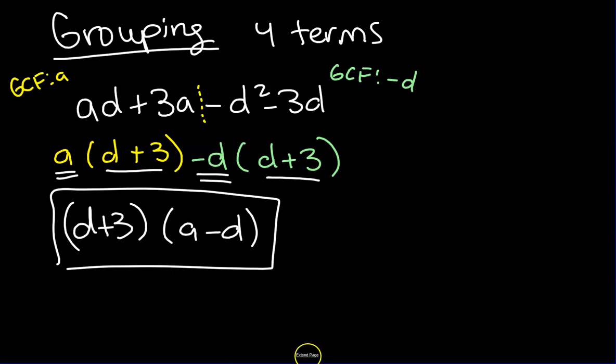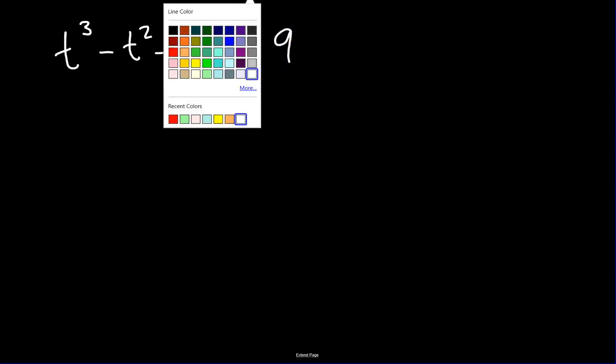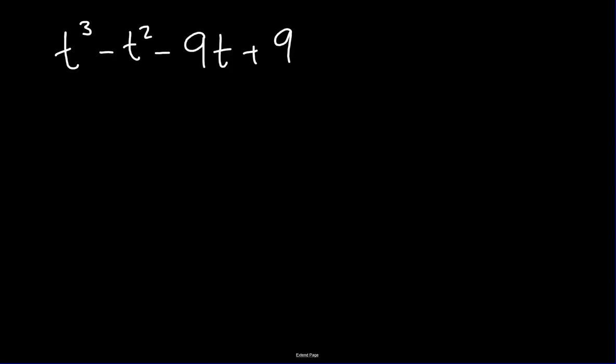All right, let's do another one. Again, I like to make these fun. So this guy, t cubed minus t squared minus 9t plus 9. Okay, looks pretty simple, which it is. But simple is different for each person. I'm going to show you how this can get a little fun for us.